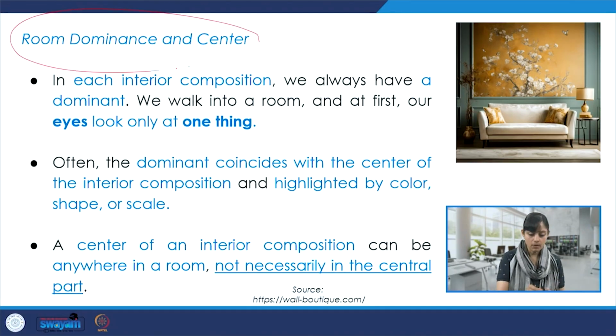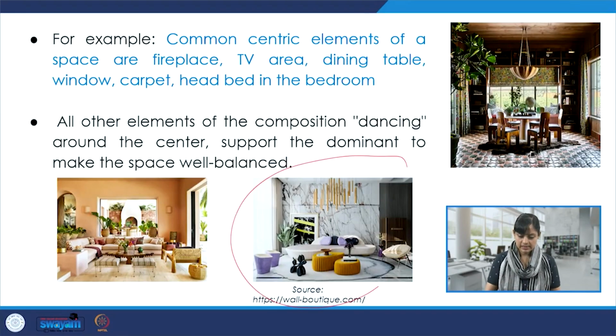Then when we talk about composition, there is also an important aspect of room dominance and center. So within an interior composition, is there something dominant that has been designed? There is something that the eye looks at first when we enter that space. It's possible to do that, and it could be done either through a statement object or centerpiece or color, or could be highlighted through a shape or scale, etc. And it doesn't necessarily have to be in the center of the space. It could be anywhere. And these are some examples, the common centric elements like a fireplace, TV area, carpet, etc.